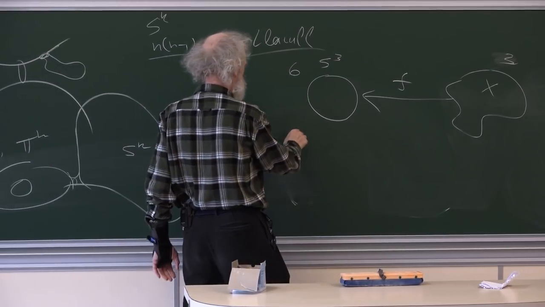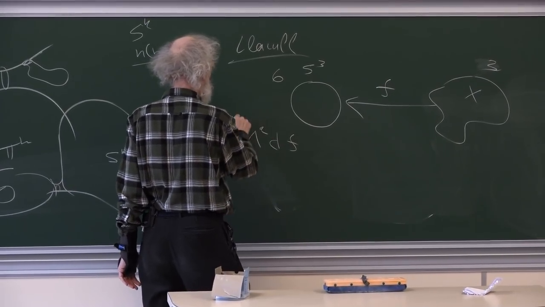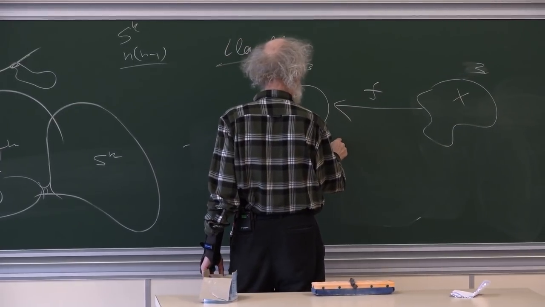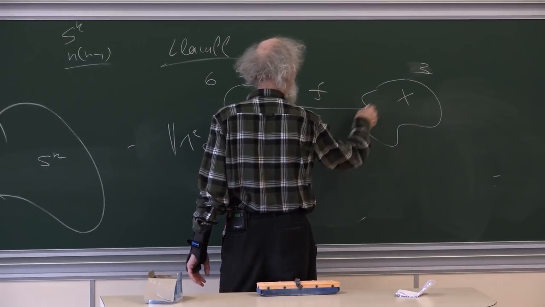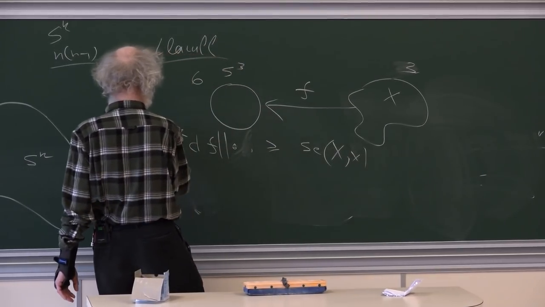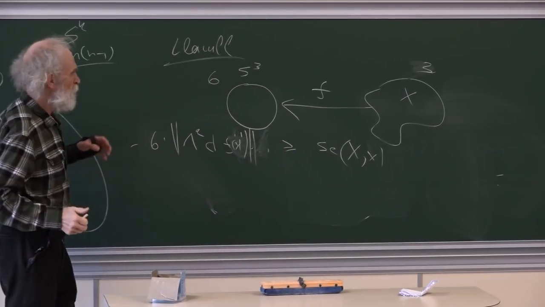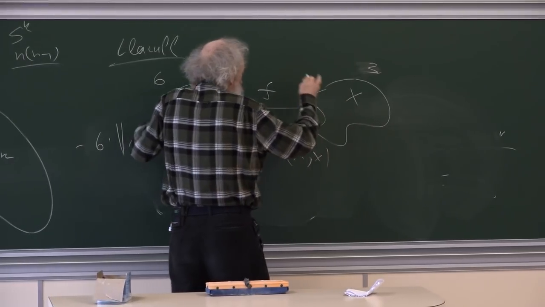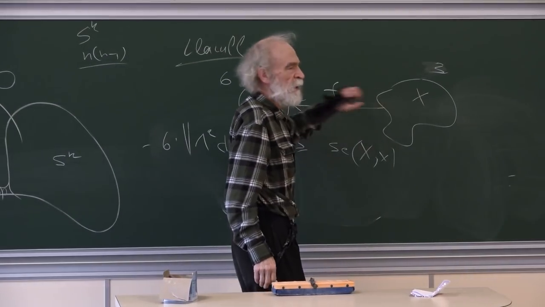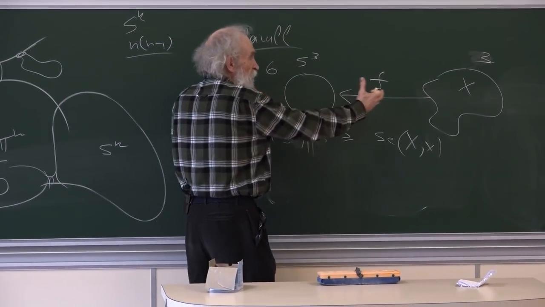And then there is the following inequality. If we take the differential, the exterior power of the differential, and its norm, and multiply it by 6, this will be greater than or equal to the scalar curvature of x at every point x. So it means that if the map is area decreasing, then this scalar curvature cannot be greater than 6. So once you enlarge the manifold beyond some region, you cannot enlarge the sphere, even changing topology.